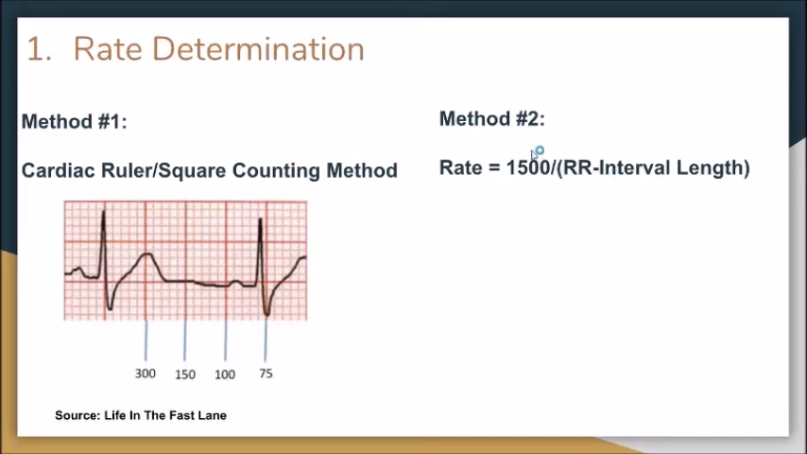This method works because 1500 is the number of small little boxes that happen in a minute of EKG paper. So if a beat, let's say, took 1500 little boxes to complete, it would be 1500 over 1500 equals 1 beat per minute. Now that's obviously an exaggeration, but it reinforces the concept that this formula just comes from the basic math of an EKG paper. So these are the two methods. We'll practice them in a few examples now.